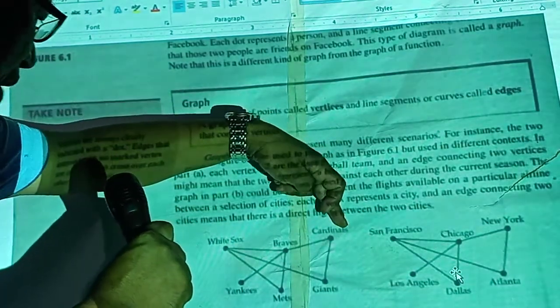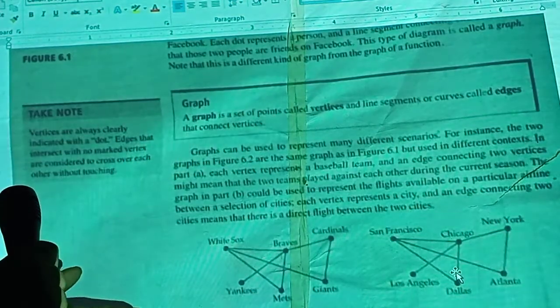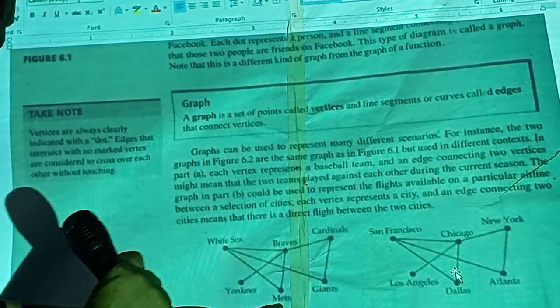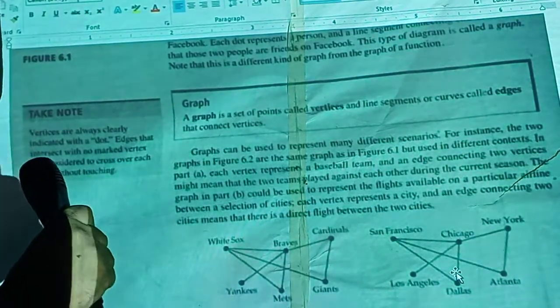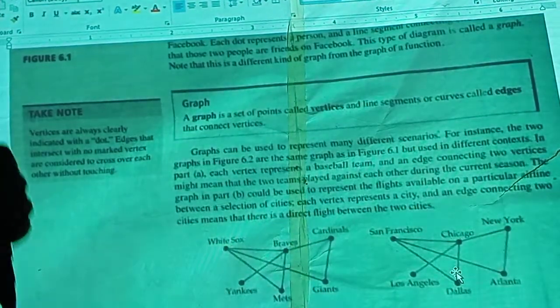Okay. How about Cardinals and Braves? They have already played. How about Cardinals and Mets? Okay, they have not played yet. Why? There is no such connection. How about the Giants and White Sox? They have played because they have a connection.